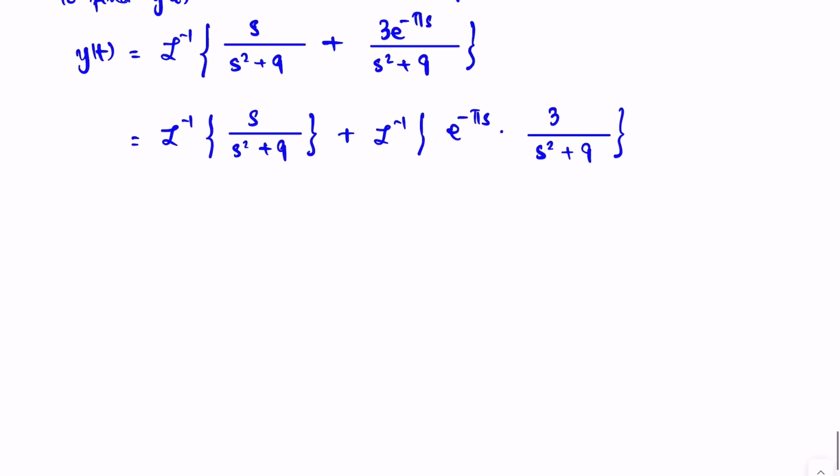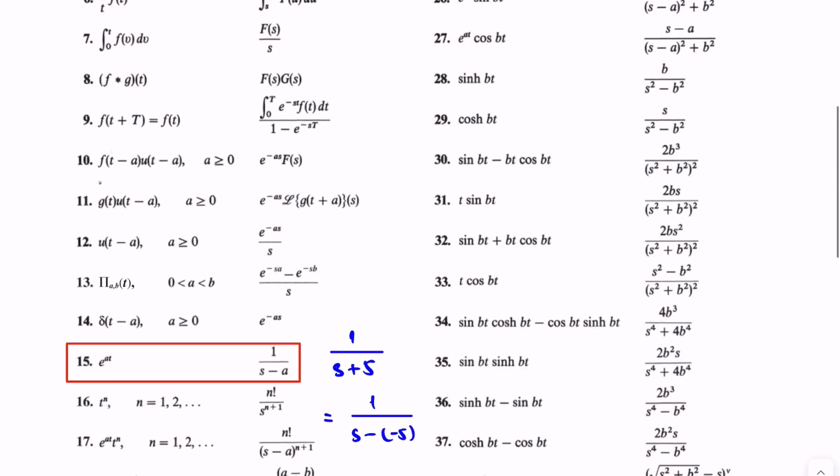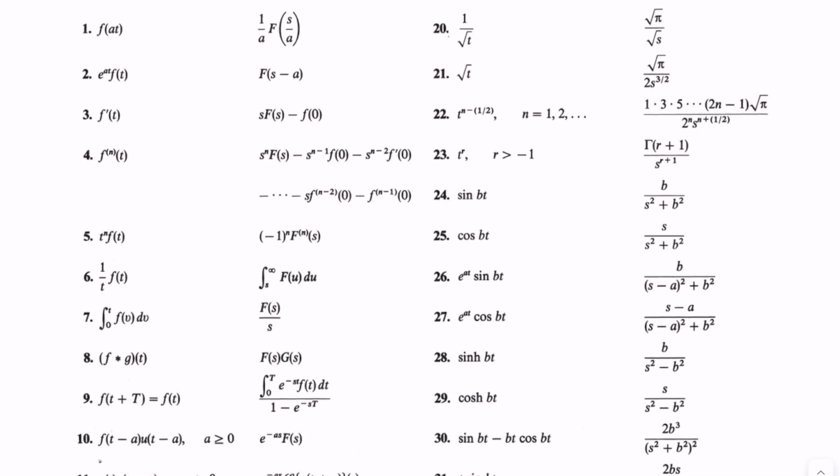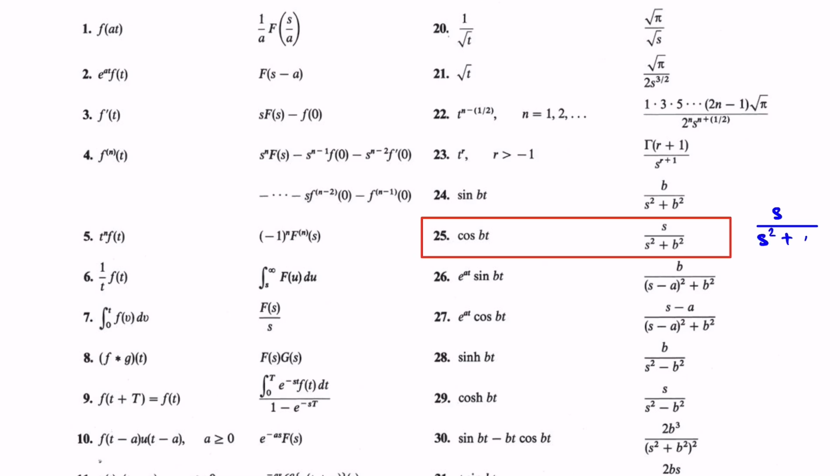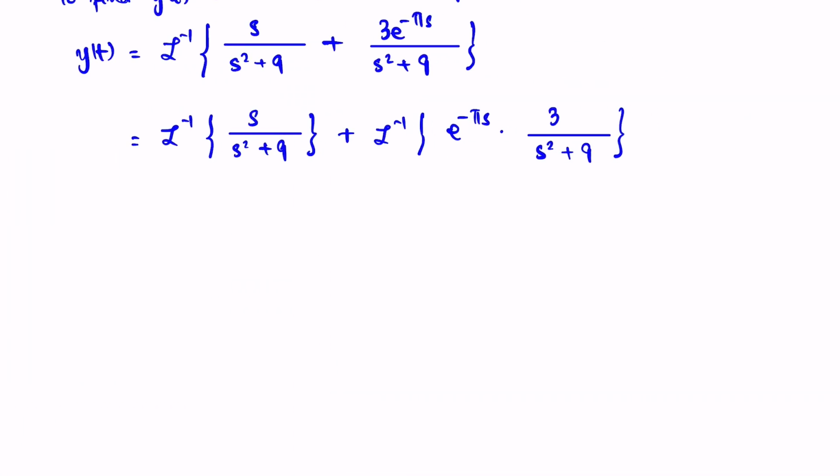Okay. So the first inverse Laplace transform is straightforward. You go to the Laplace transform table here, to this formula. You have s over s squared plus b squared, with b equal to 3 in this case, because you have the function s over s squared plus 9. So the inverse Laplace transform of s over s squared plus 9 gives you cosine of 3t. Let me go back to the notes. So the inverse Laplace transform of this function is cosine of 3t.